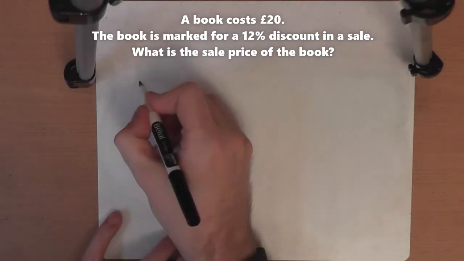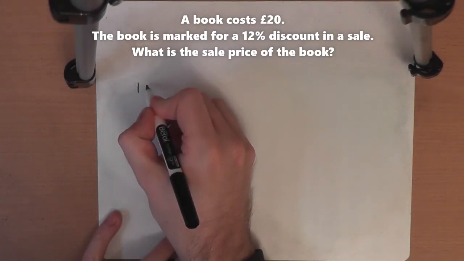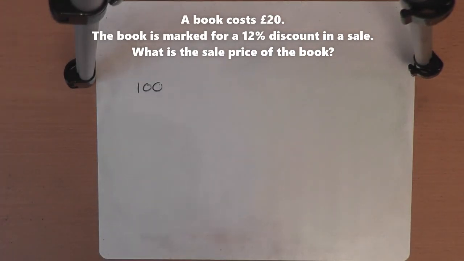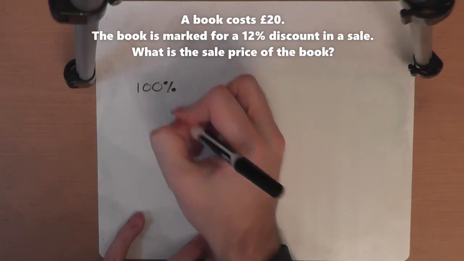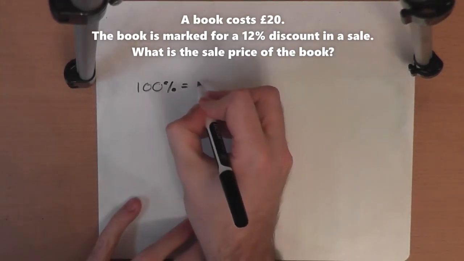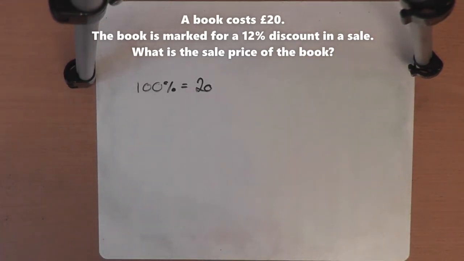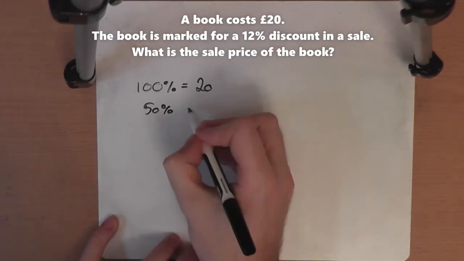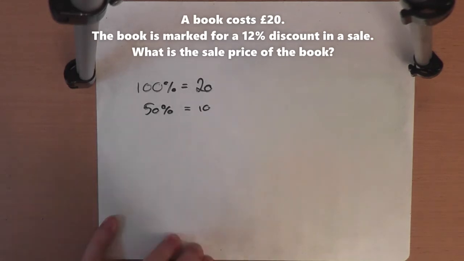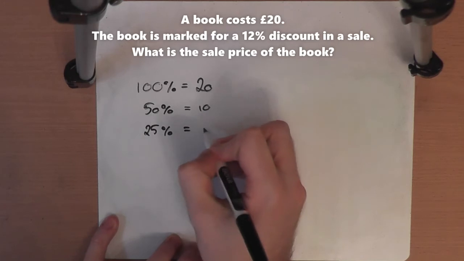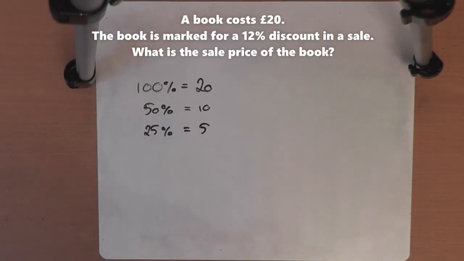So we're dealing with the £20. We are working out the sale price. To work out the sale price, we need to work out how much money has been taken off, and the amount taken off is 12% of the £20. So we need to work out 12% of 20. Well, 100% is the whole 20. We could go through the process of working out other percentages. If 100% is 20, then 50% will be half of that, which is 10. 25% will be half again, which is 5.